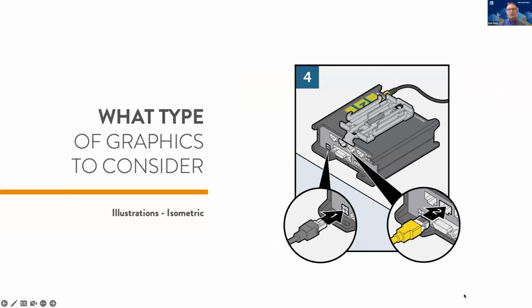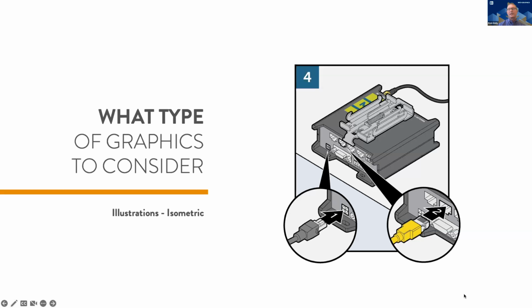Illustrations, I touched on those in the last slide, but we do a lot of work with illustration and we do a lot of different types of illustration, and they can let you do things that you can't necessarily do with photographs. One of the things that we use in a lot of sequential instructions is isometric illustrations. That allows you to show things very consistently and also pick up and reuse components in a very consistent way, making it easy for people to follow.